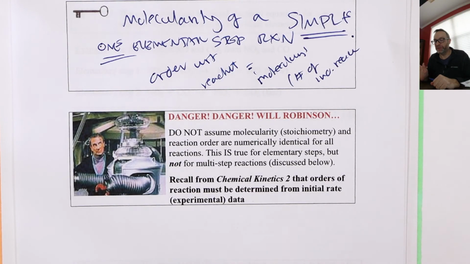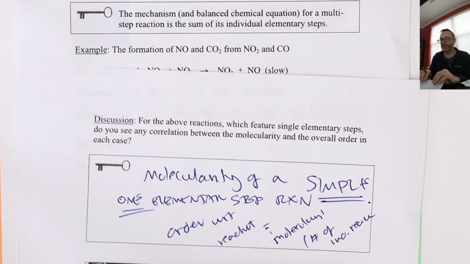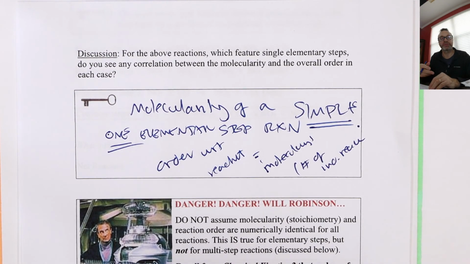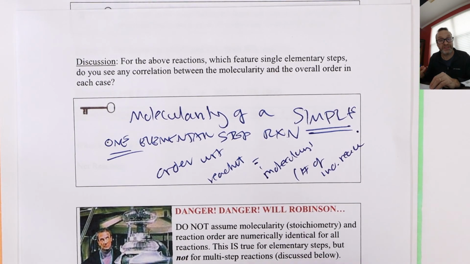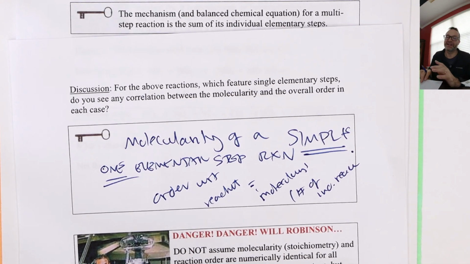Never assume this to be true because often it isn't, right? You will predict the rate law equation based on the stoichiometry of a reaction and it'll be absolutely wrong because there's more going on behind the curtain than you realize, okay? So let's look at a time where that must happen. So we must do initial rates experiments to find orders. You can't just look.